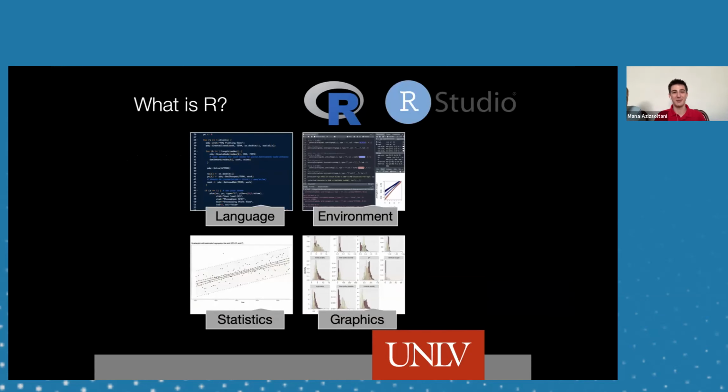So now we'll go into the bread and butter of what exactly is R. Well, R is a programming language. It's an environment. It's a statistical computation modeling tool, and it's also a data visualization tool. R is actually the sixth or seventh most used programming language, period. It has its pros, has its cons, but it's up there with the most popular.